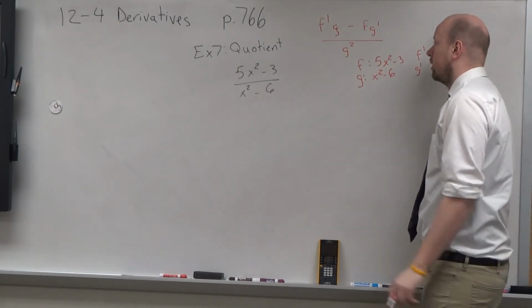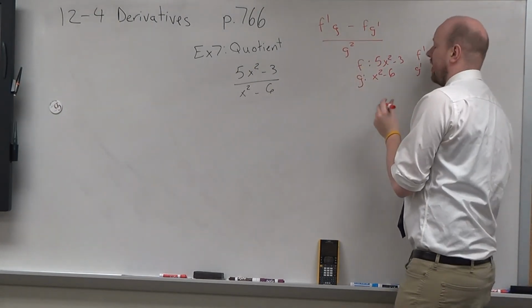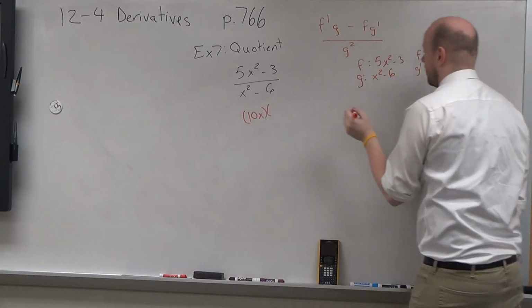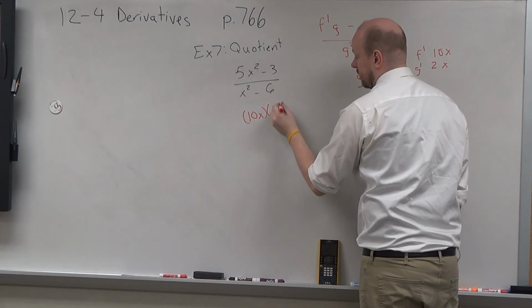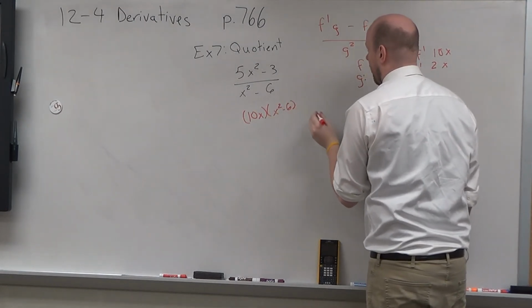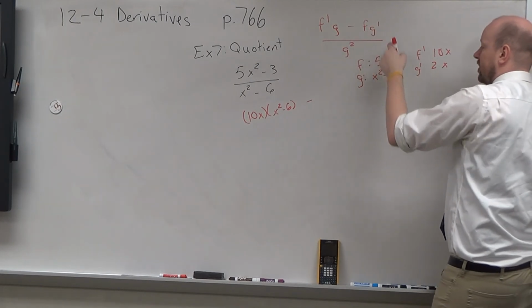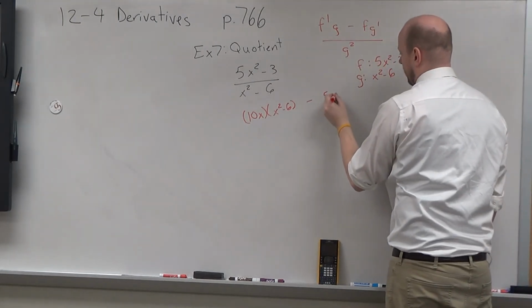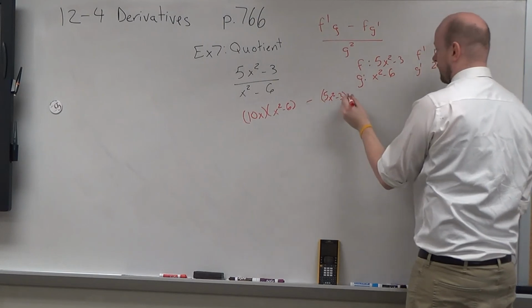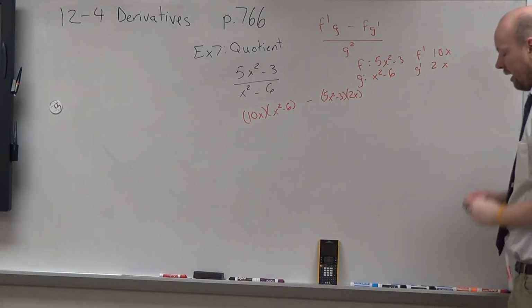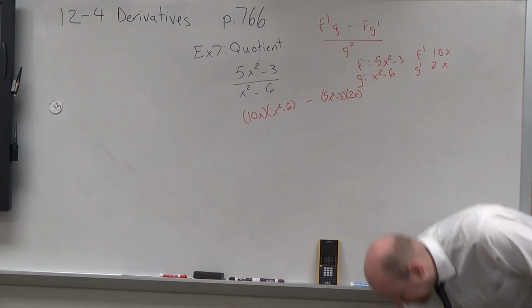Okay. So f prime times g of x, so I get 10x times my g of x, which is x squared minus 6. And then I also get minus f times g prime, so 5x squared minus 3 times 2x. And I'm just going to worry about the top for now.